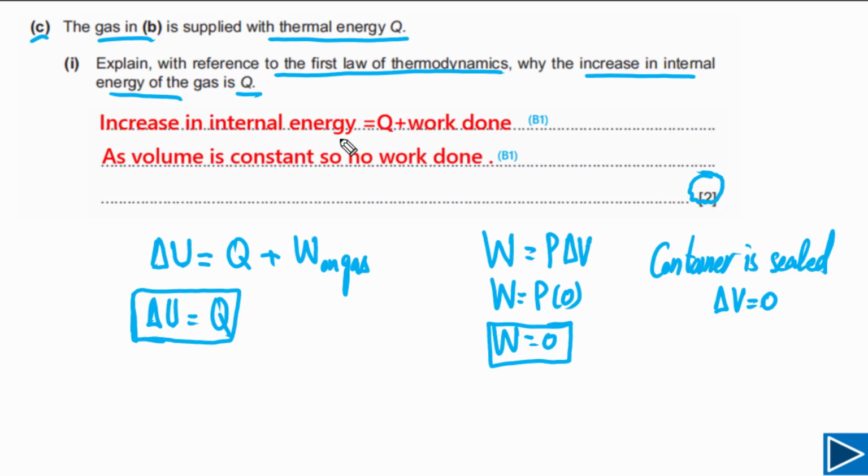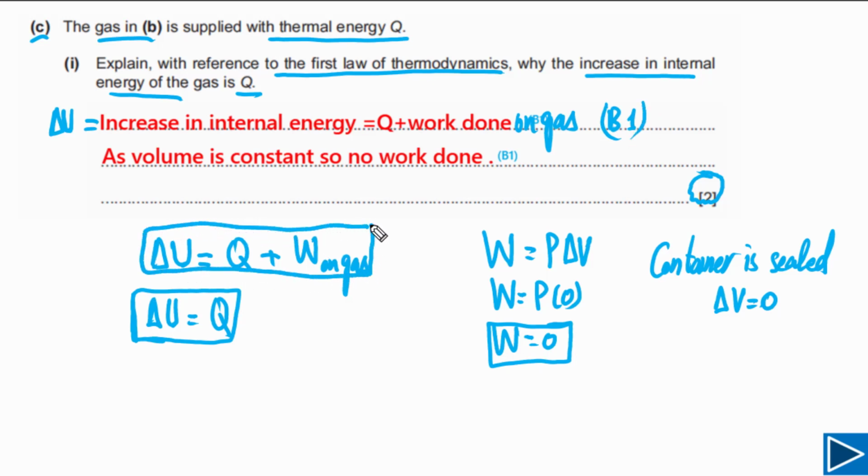So we can say increase in internal energy, or simply you can say this one is delta U, the change in internal energy, is equal to Q plus work done, and this is the work done on gas in fact. So if you have written this point, you will get 1 mark. You can write down this equation as well. If you write down this one, you will get 1 mark. So this is our B1 mark. And the second mark, if we have mentioned that container is sealed, or you can say volume is constant, so no work done, you will get second B mark.